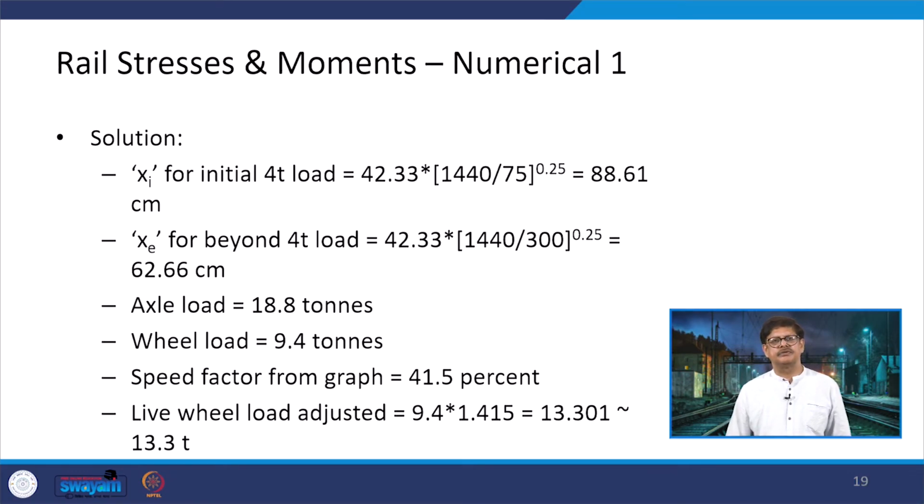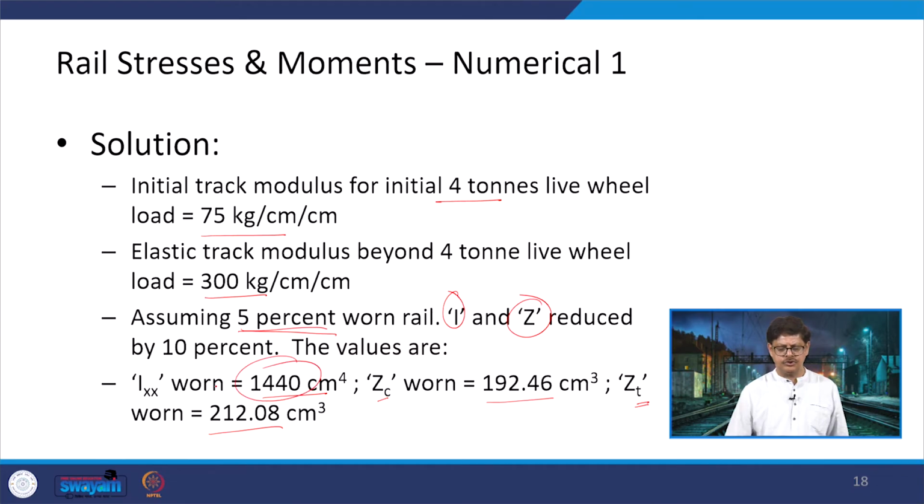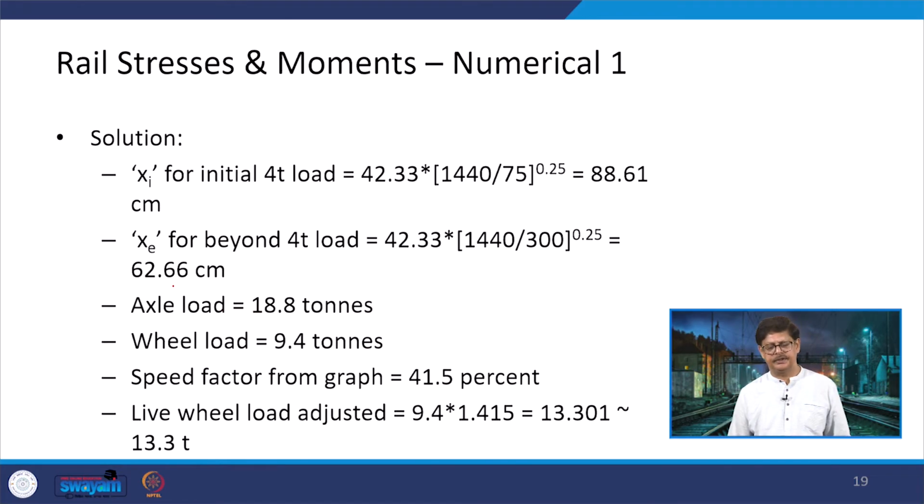Now, this x for the initial load of 4 tons, the equation was 42.33 multiplied with the fourth root of I over u. So, I here is 1440 and u, if you are talking about initial, then it will be 75. If you are talking about elastic, then it is 300. So, if we consider 75 or 300, we will get two values now. One is for the initial load, another one is for the elastic load. So, it is 88.61 and this comes out to be 62.66.